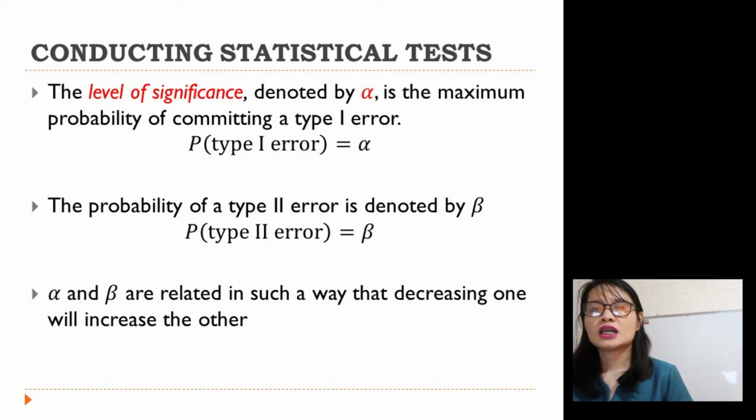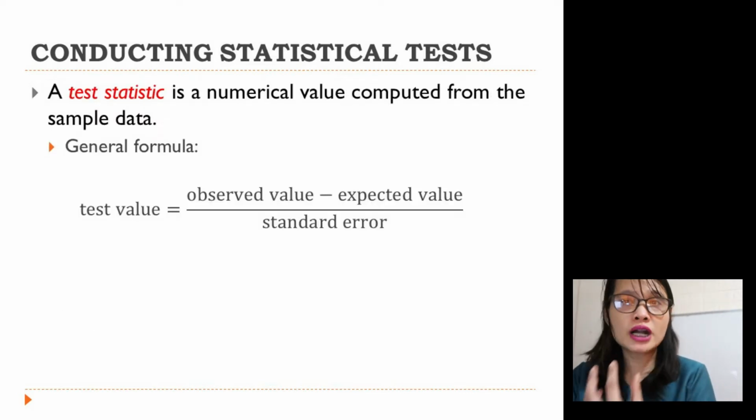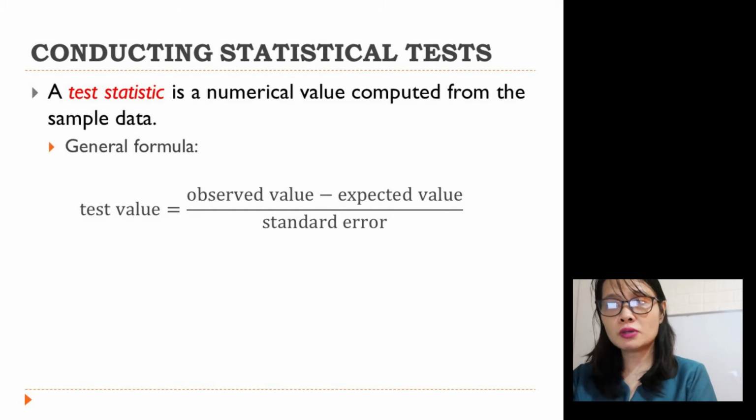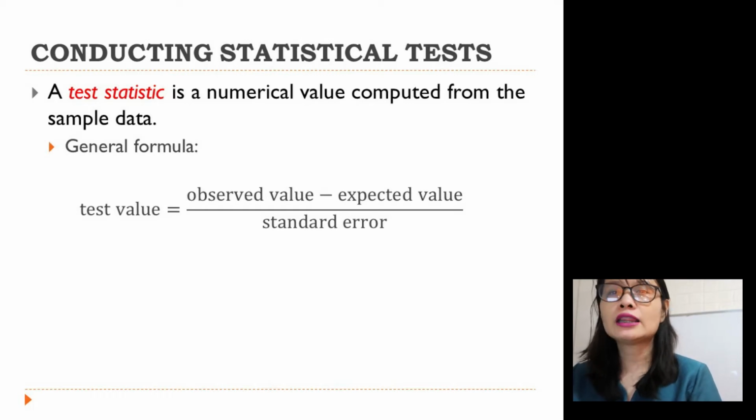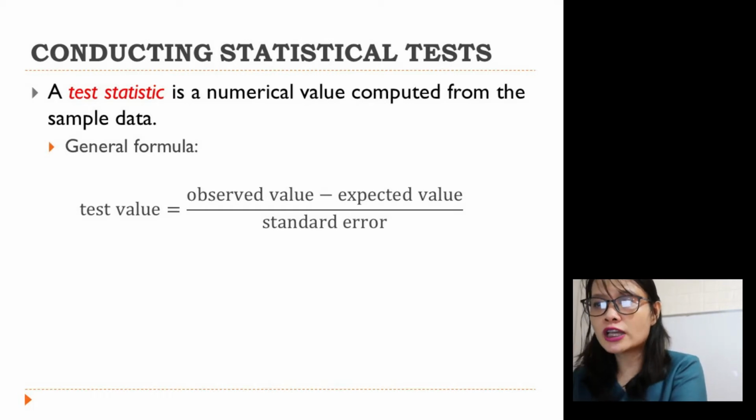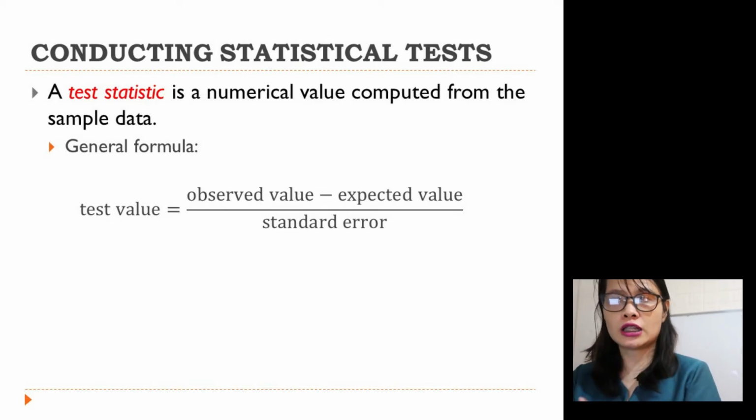Okay? A test statistic is a numerical value computed from the sample data. So the general formula: test value is equal to observed value minus the expected value over the standard error. So we need to use that formula in solving for the test statistic.